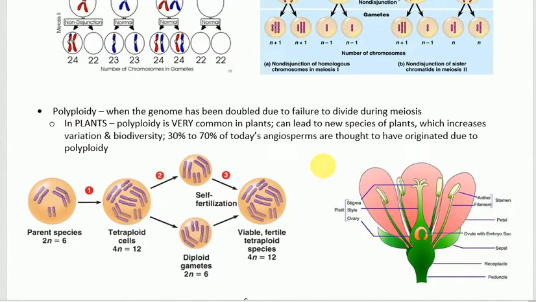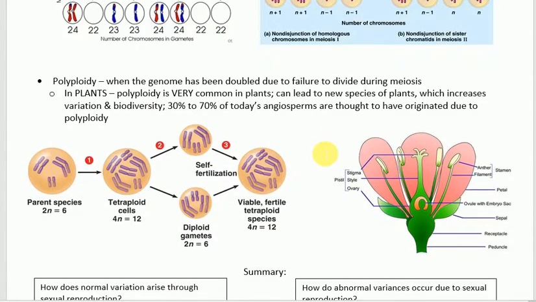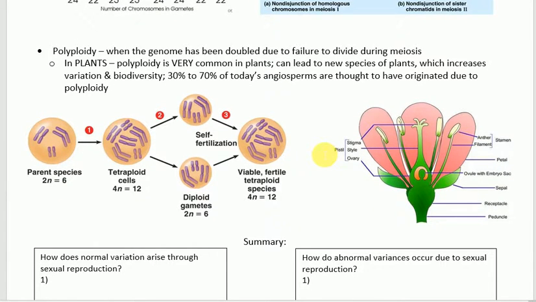So polyploidy is when the genome has been doubled due to failure to divide. In plants, polyploidy is very common. It can lead to new species, actually, and it's going to increase variation in biodiversity. Scientists actually think that 30 to 70% of today's angiosperms originated due to polyploidy.